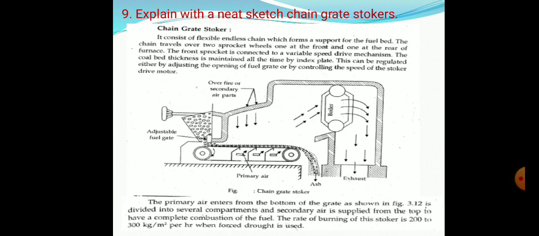It is divided into several compartments, and secondary air is supplied from the top to have complete combustion of the fuel. The rate of burning of this stoker is 200 to 300 kg per square meter per hour when forced draught is used.